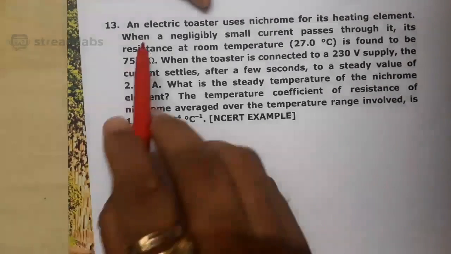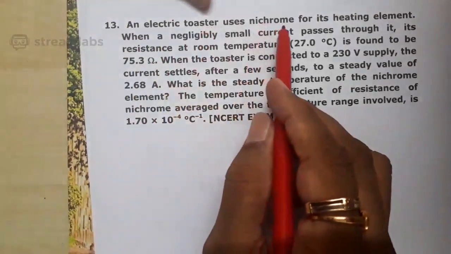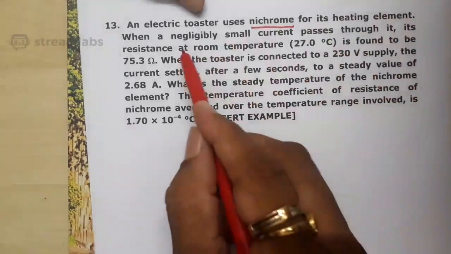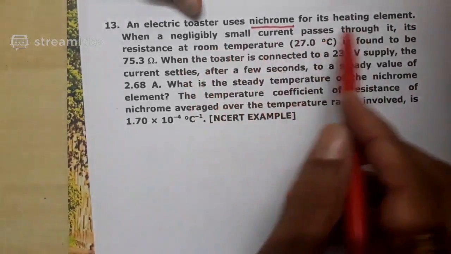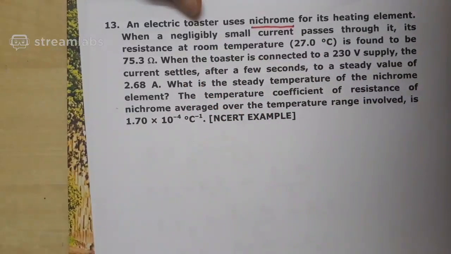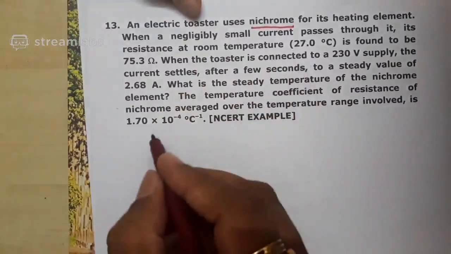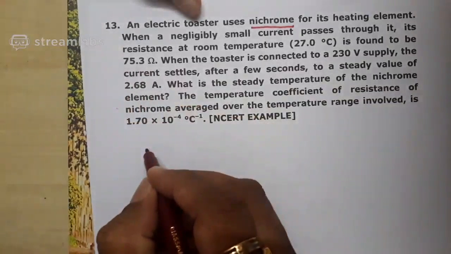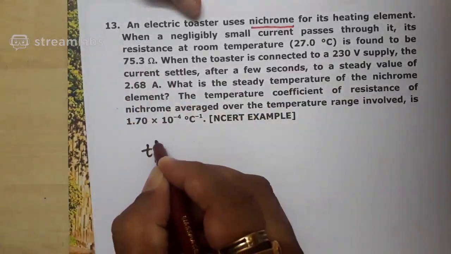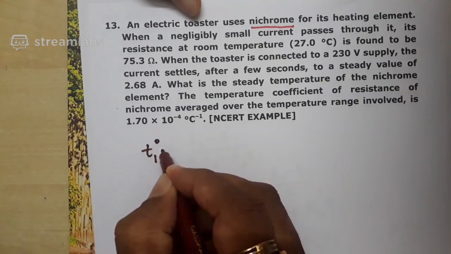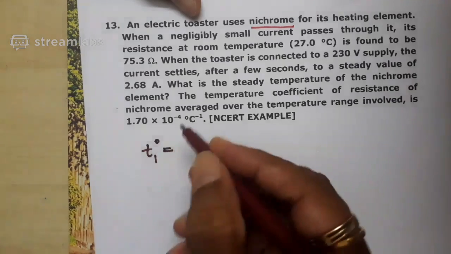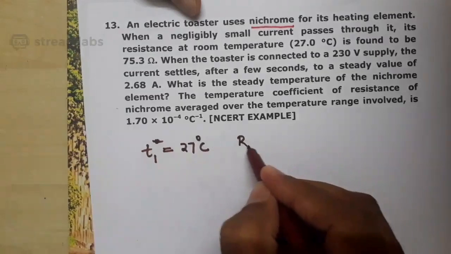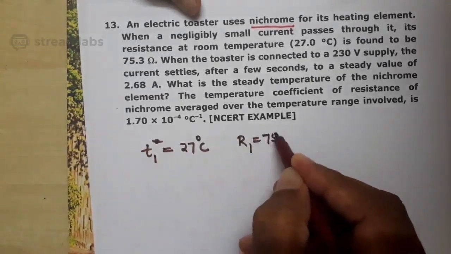An electric toaster uses nichrome for its heating element. When a negligibly small current passes through it, its resistance at room temperature, 27 degrees centigrade, is found to be 75.3 ohm. I can take T1 as 27 degrees Celsius and the corresponding resistance R1 as 75.3 ohm.